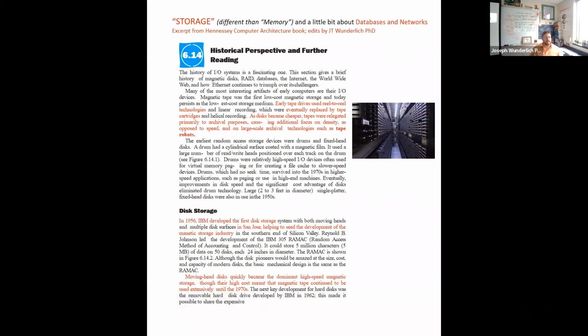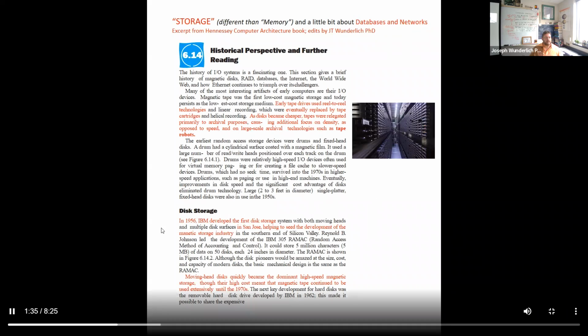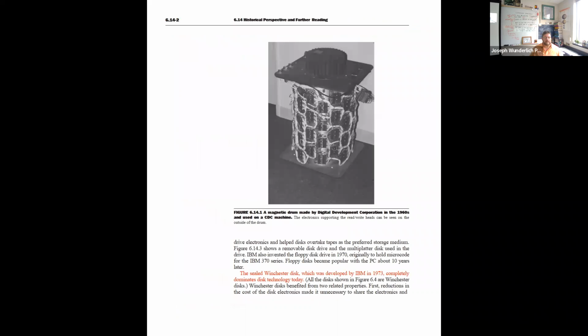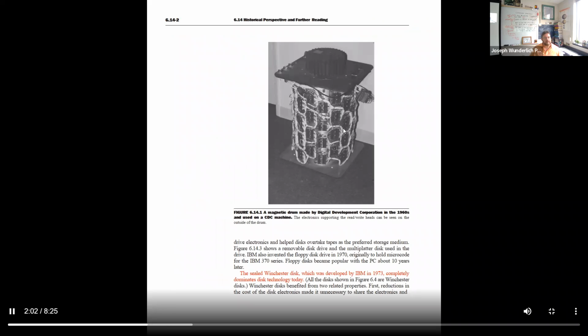IBM invented disk storage in 1956, in San Jose, helping to start the whole magnetic storage industry. Then the moving head disks led to the disk drives of today, which started becoming extensively used in the 1970s. And this Winchester disk, developed by IBM in 1973, is pretty much the standard of how things are made today.